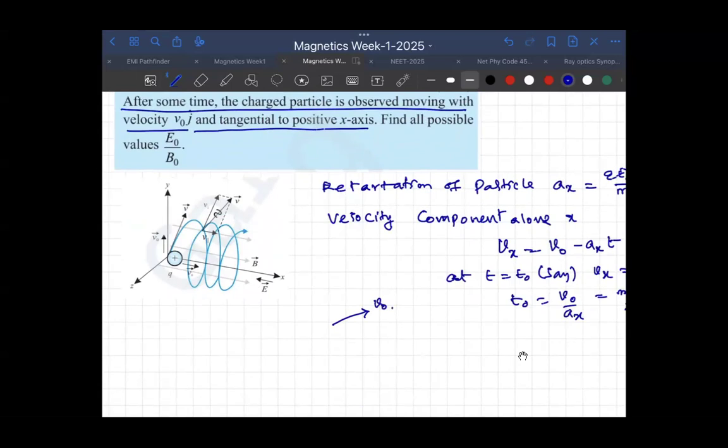Right. You said tangential to x-axis, right? Then what is one more condition there? The particle will be exactly at the x-axis traveling in y direction, that condition you need.